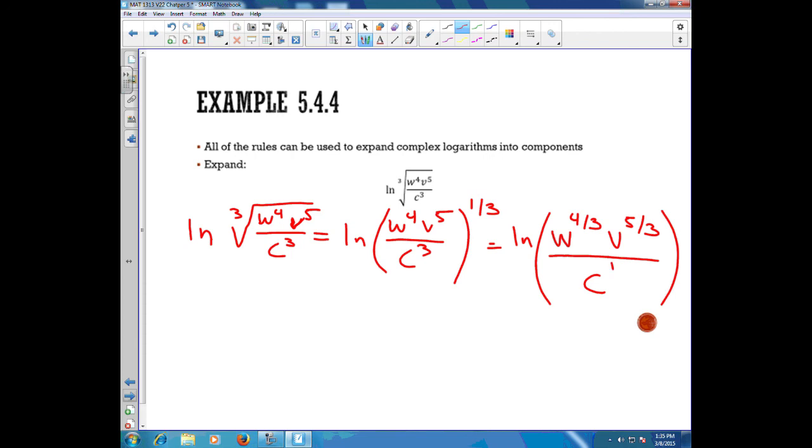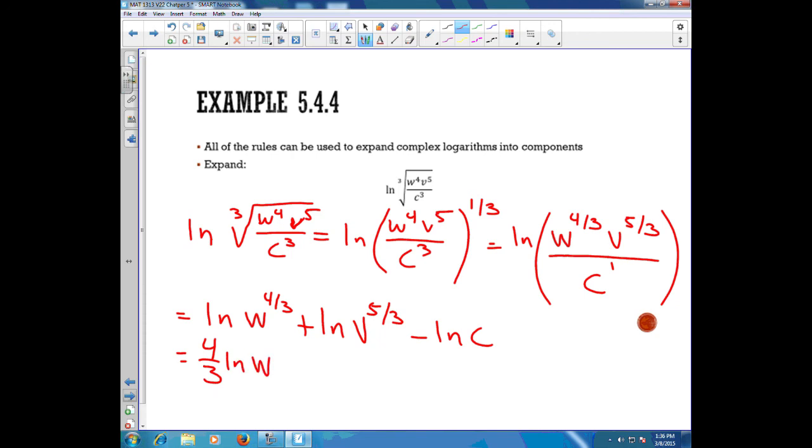Now that we've simplified this a bit, we can rewrite it using those rules. So first, let's expand it out using the product and quotient rules. The numerator remains positive. The denominators become negative. So the natural log of w to the 4/3 plus the natural log of v to the 5/3 minus the natural log of c. And now we can just take the exponents and turn them into constants in front.